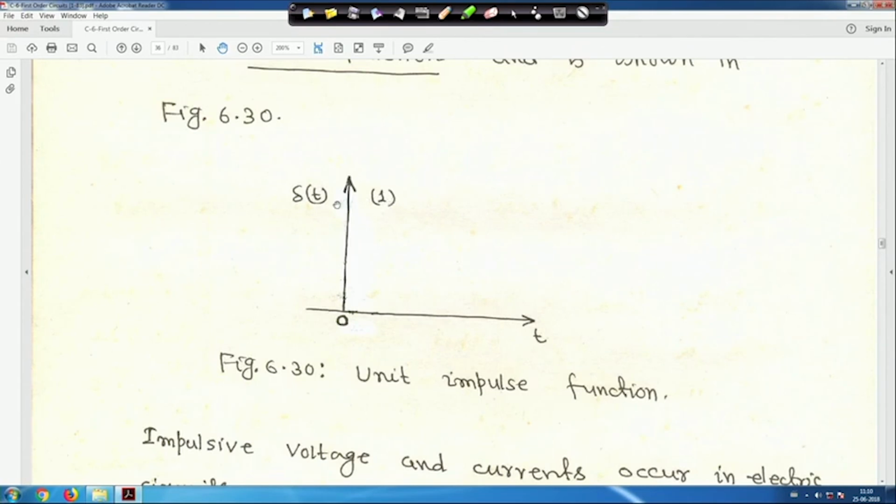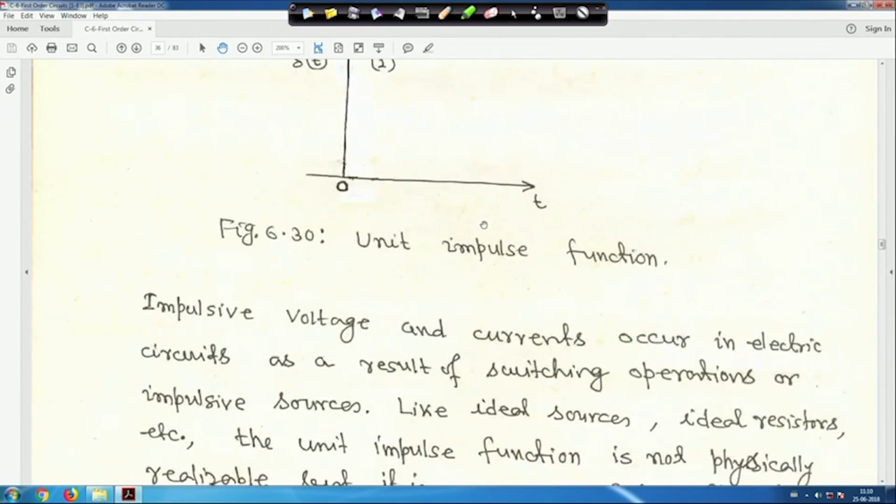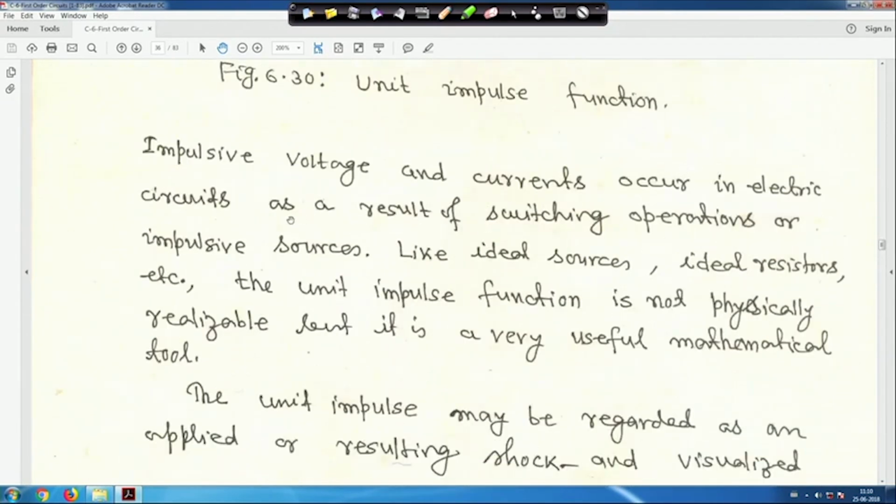So, this is what you call the unit impulse function, the representation, right. This one we will see later: it is unit area, it is called the strength of the unit impulse function. We will see it just after a few minutes. So, impulsive voltages and currents occur in electric circuits as they are.